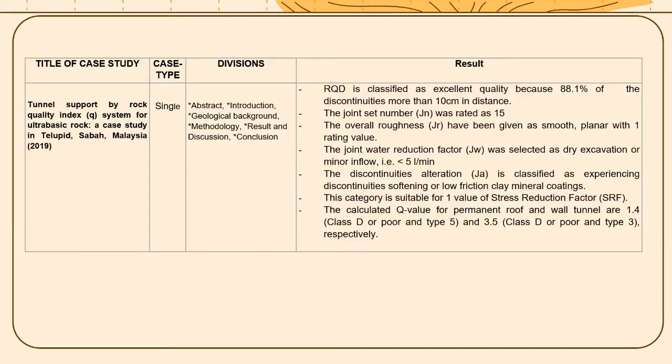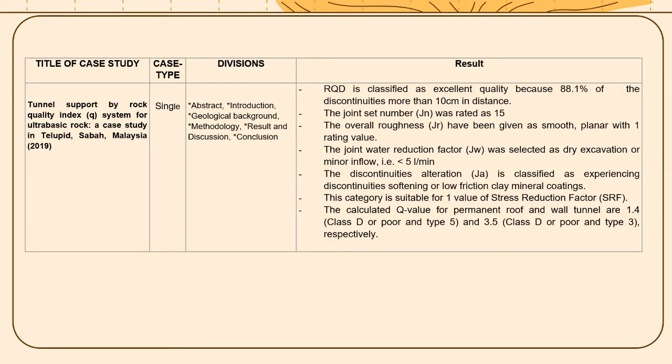Okay, the third case study is tunnel support by rock quality index Q system for ultrabasic rock, a case study in Klupit, Sabah, Malaysia, published in 2019. From the case study, it shows the RQD is classified as excellent quality because 88.1% of the discontinuities are more than 10 cm in distance.